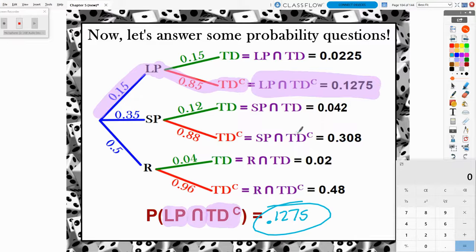Okay? What other way could you have gotten that? Well, just, I guess, multiply 0.15 by 0.85, and that's how we got the 0.1275 to begin with. So again, this was just a back-to-back situation. We already calculated what that probability was. So again, nothing too terrible.